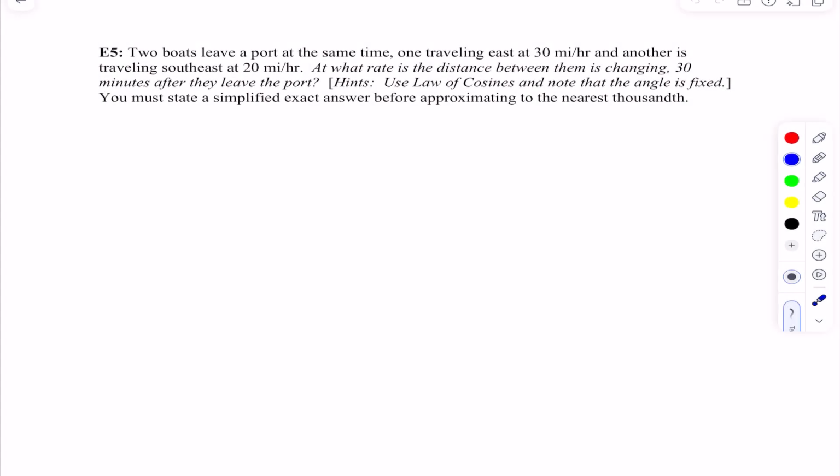Let's investigate another scenario where related rates can occur. Suppose two boats leave a port at the same time. One is traveling east at 30 miles per hour and another is traveling southeast at 20 miles per hour. At what rate is the distance between the two boats changing 30 minutes after they leave the port?